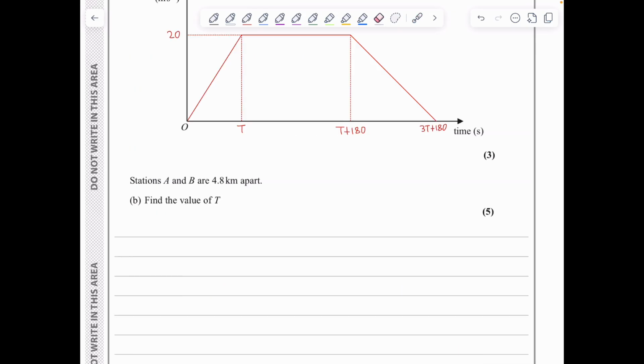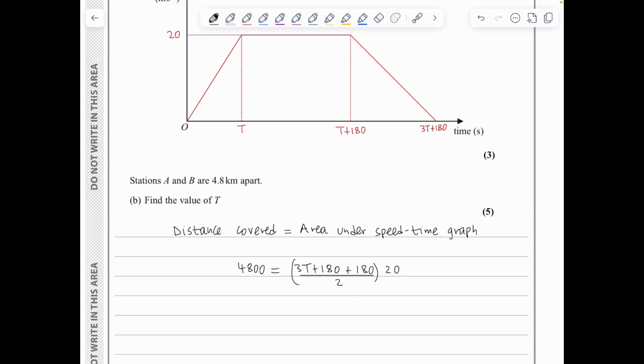We are additionally told that the distance between the two stations is 4.8 kilometers, and we need to find the value of capital T. Well, we know that the distance covered is the area under the speed-time graph. So in our case, we are talking about meters. So 4.8 kilometers is 4,800 meters, which is equal to the area of the trapezium here. So we're looking at base 1, which is 3T plus 180, plus base 2, which is simply 180, over 2, times the height of the trapezium, which is 20.